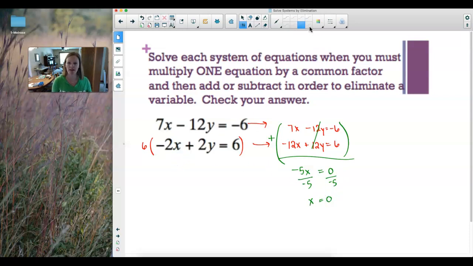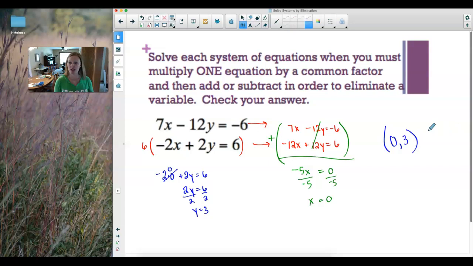Then we go back and we're going to plug in 0 to one of the equations. It does not matter which one. So I'm going to take the second one. -2 times 0 plus 2y equals 6. Well, that's just 0. So you end up with 2y equals 6. Divide by 2, and y equals 3. So our solution is 0, 3. It's the ordered pair 0, 3.